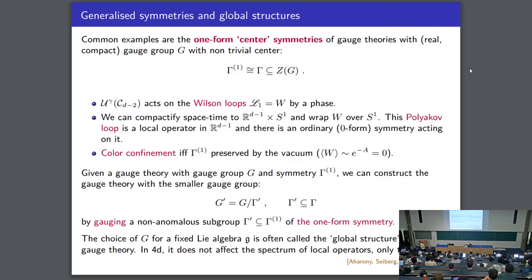Okay, so why I mentioned that is because it will be important for us that given a gauge group G and a one-form symmetry Γ, which is a center symmetry, which is non-anomalous, then we can construct a gauge group G', which will be G mod Γ. So you quotient by the center. For instance, you go from SU(2) to SU(2) mod Z_2, which is SO(3). So you will have a different gauge group with the same algebra. And the choice of gauge group is often called a choice of global structure.